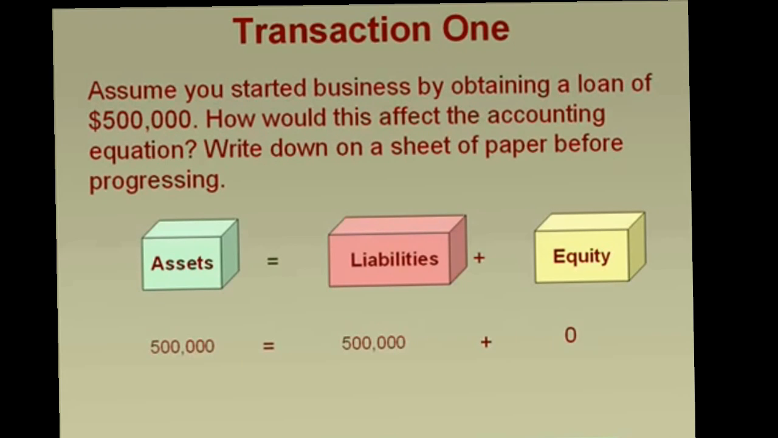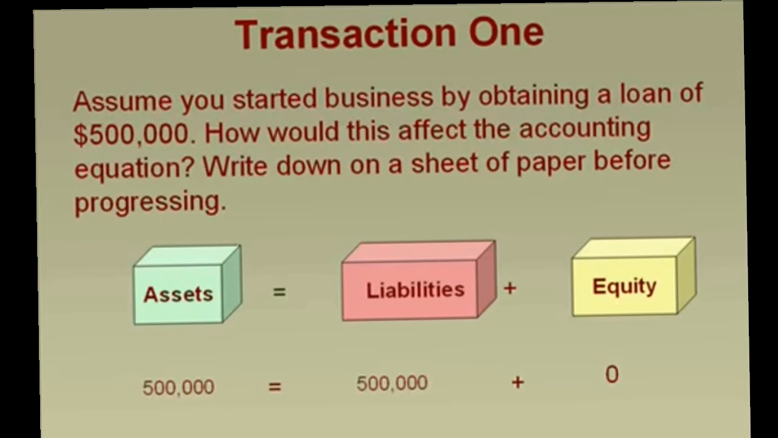Are you done? Assets went up because you got cash of $500,000. But at the same time, liabilities increased because you owe $500,000 to the bank. So, basically, assets increased by $500,000, as you can see. Liabilities increase by $500,000. Put that in the equation, and there you have it, right in front of you. Are you getting comfortable with this? Try the next one.